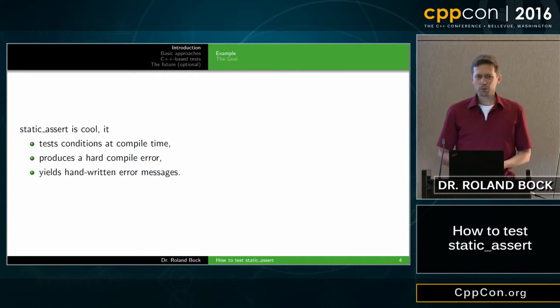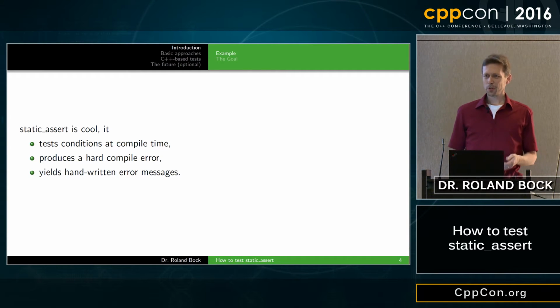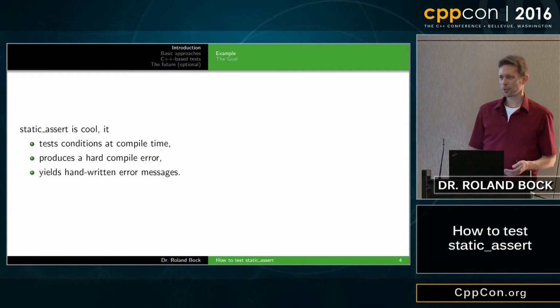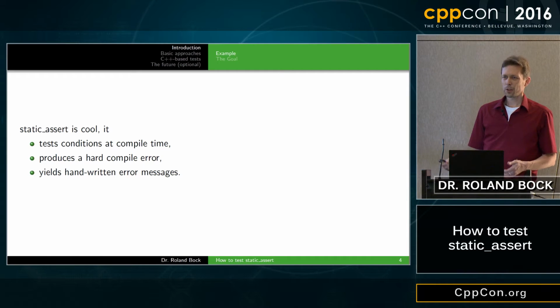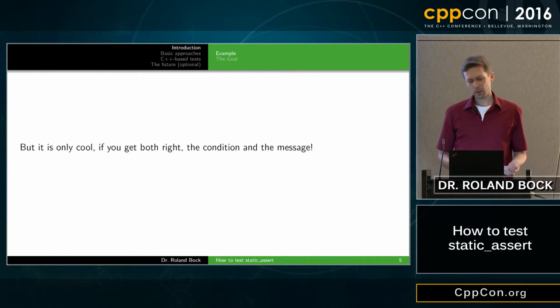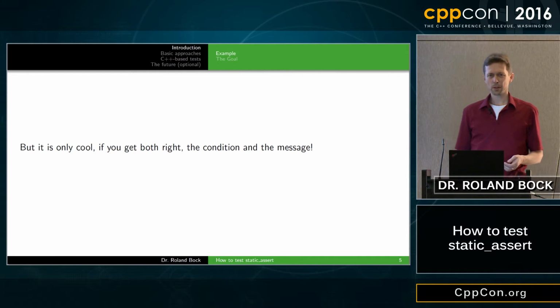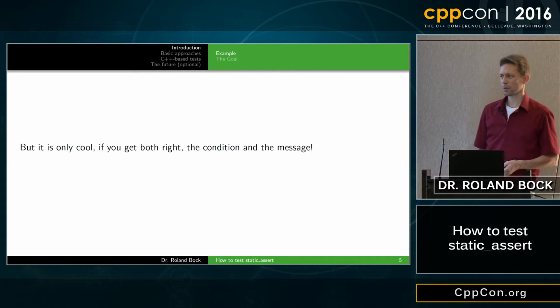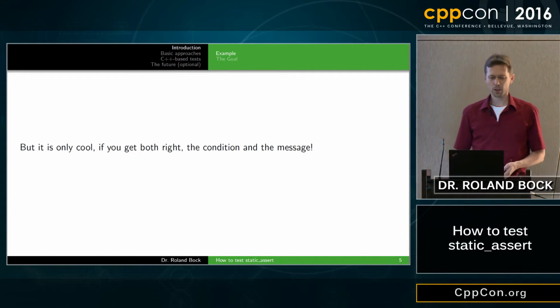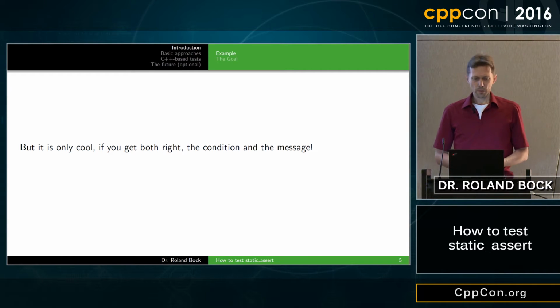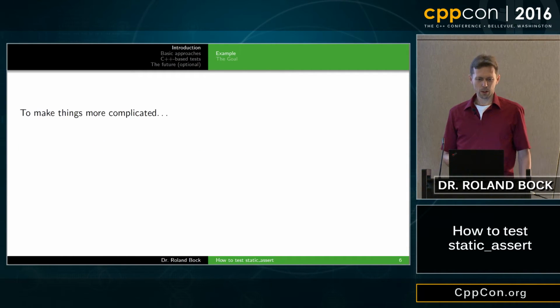but this is only really cool if the conditions are exactly right for the static assert. If you get them wrong, then either it doesn't compile if the user is doing everything right, or it does compile if the user is doing something wrong. Right? And then also you have to take care about the message. I won't talk about the message in detail. The important thing is to be consistent in the style of your message, I think. But otherwise, the condition is the important thing here.